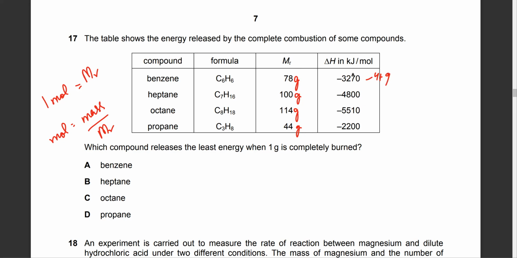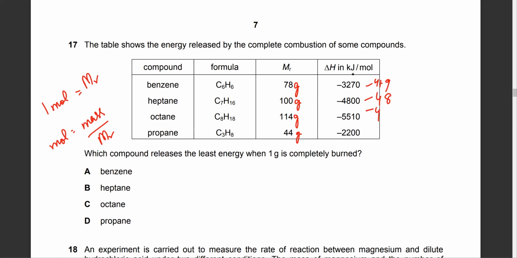What about the second one? 48. So that's minus 48. Third one: 48.3, because that's minus 48.3. And the last one is 50. So this means the first one is the correct one, the least energy per gram. Is this clear? Yes, sir.